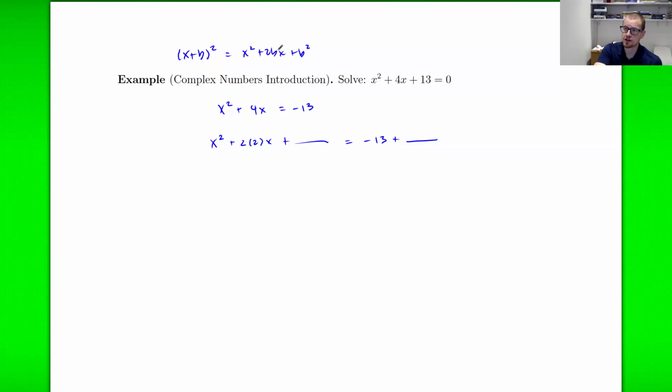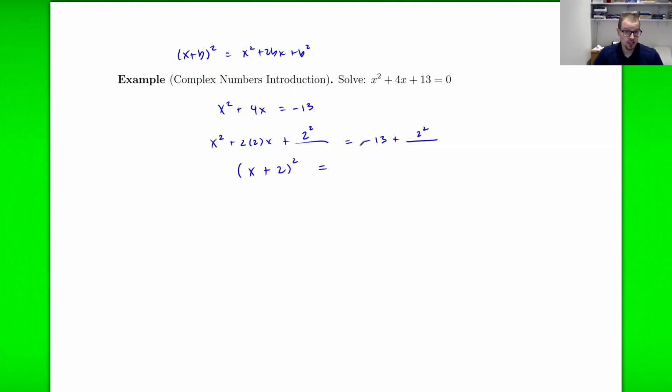Well, this x term, its coefficient should be 2 times b. So my b value thus is 2. So I'm adding 2 squared to both sides. 2 squared is 4. On the left-hand side, I don't actually have to do anything. I don't have to add or observe that 2 squared is 4. I can just simply observe that I've completed the square and that the square should be x plus b, which is 2 in this case, squared.